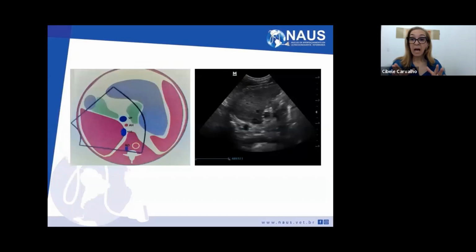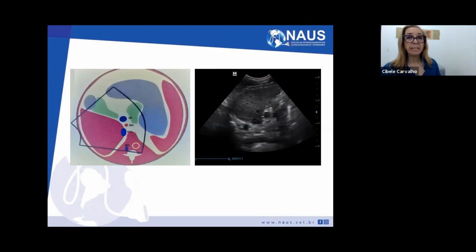Let's see how all these types of shunts appear in ultrasonography images, okay? First of all, we have to say that the best windows to make these diagnoses are the right intercostal window and the paracostal window, where we can obtain transverse and sagittal planes respectively, right?